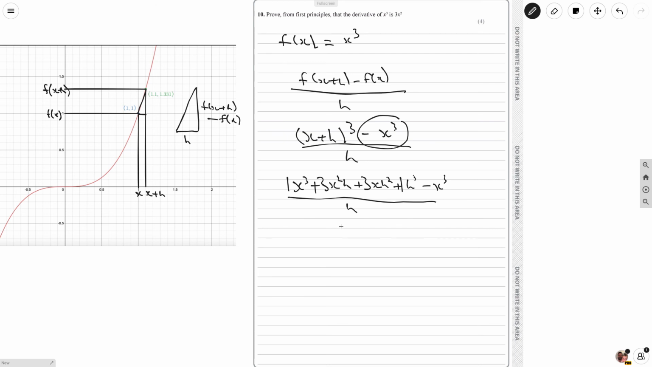Now what you can see here is there's a couple of main things going on. There's an x cubed here and an x cubed here. They disappear. If you did this with x squared, you'd get the same thing going on. And then all of these terms have h in them, so we can actually get rid of this fraction, and you end up with a function that hasn't got a fraction in it.